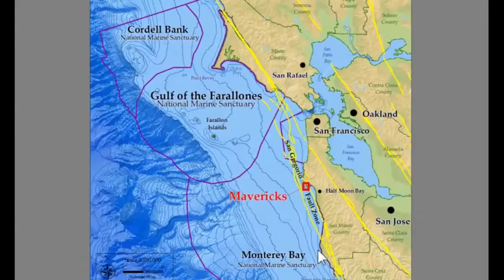Mavericks is located south of San Francisco, right here, off a point of land near Half Moon Bay in Central California. What I want you to do now is go look at the video called The Science of Big Waves that is going to explain for you, among other things, why there's a big wave that forms here at Mavericks. The key is refraction.